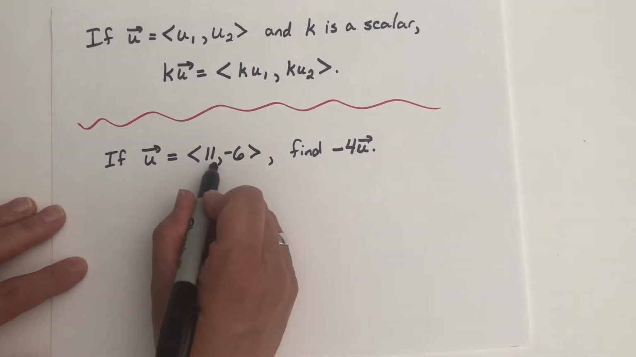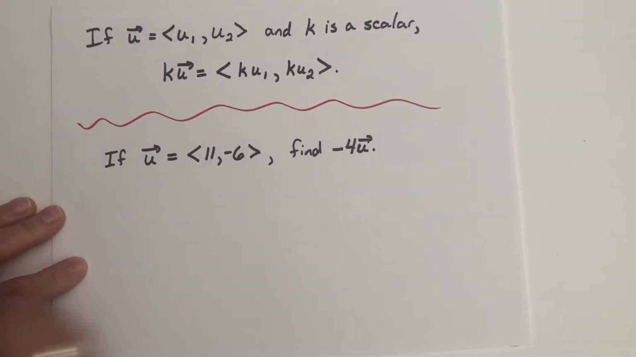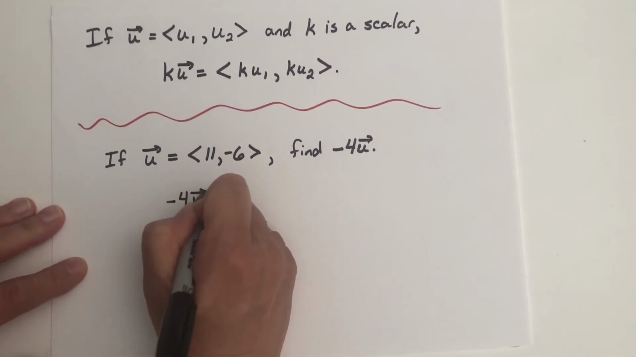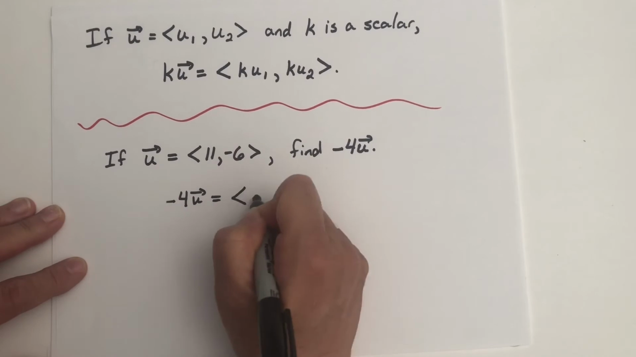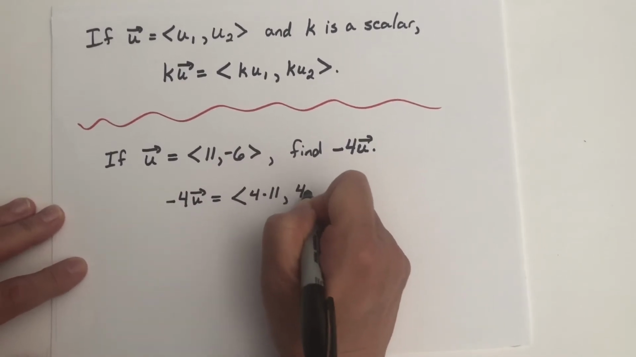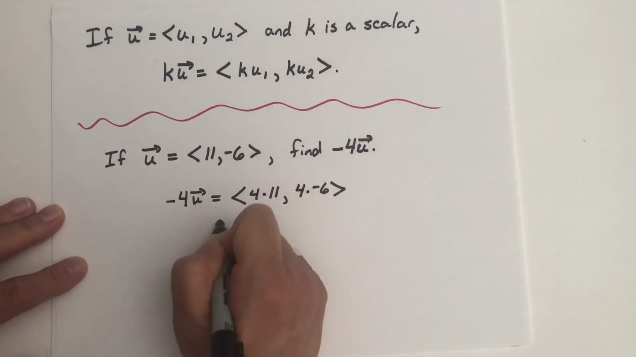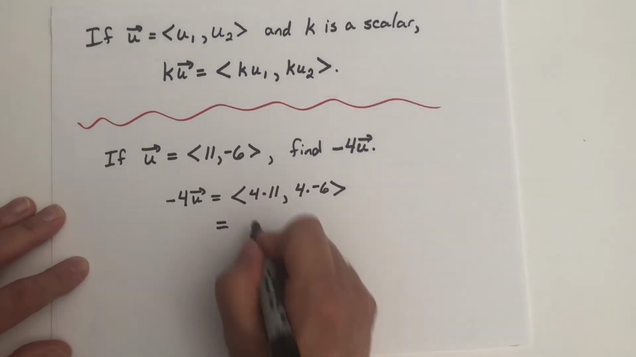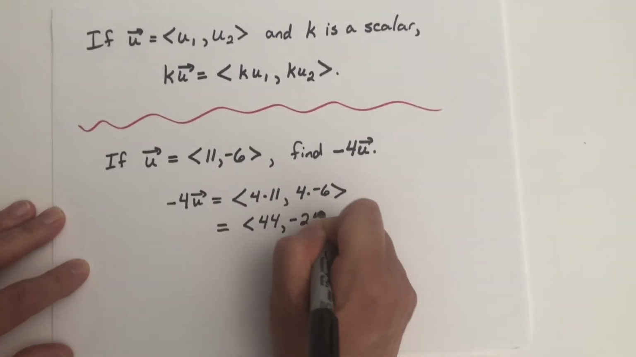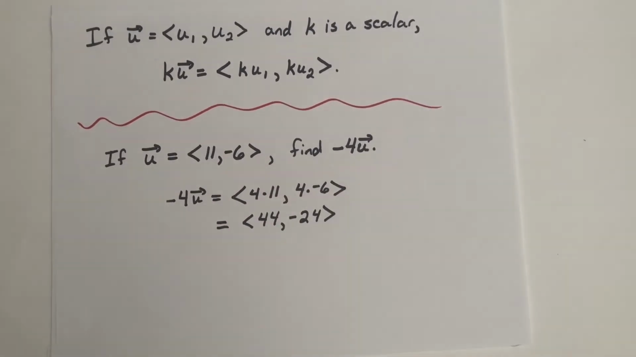So let's do this problem. U equals the vector 11, -6. I'm asked to find -4u. That means I'm going to multiply -4 by the x component and -4 by the y component. And when I multiply those together, I have -44, 24. And it's done.